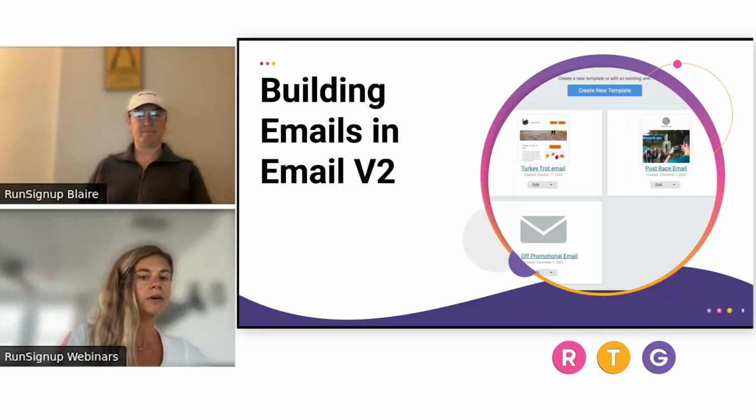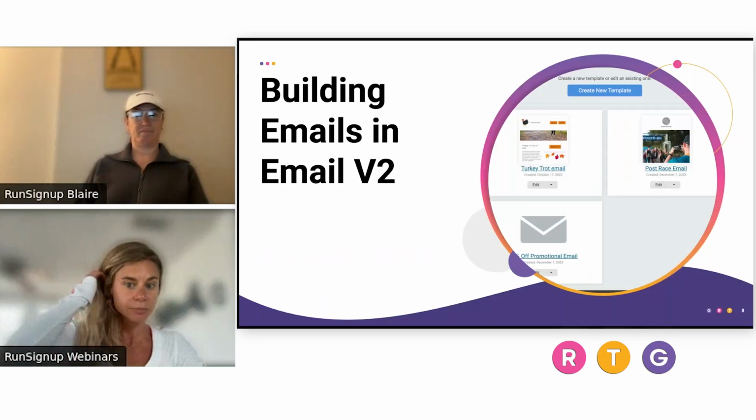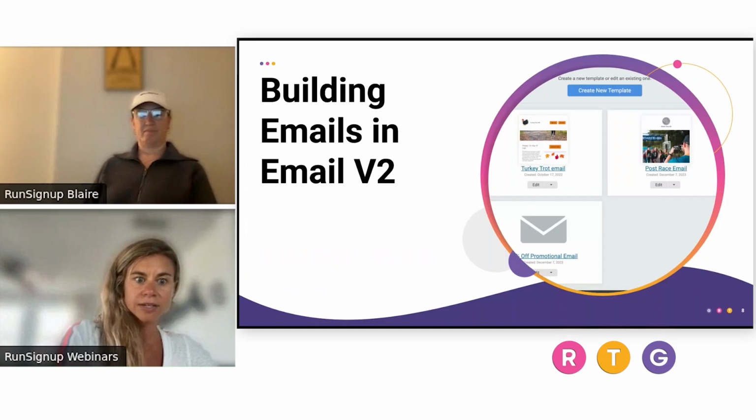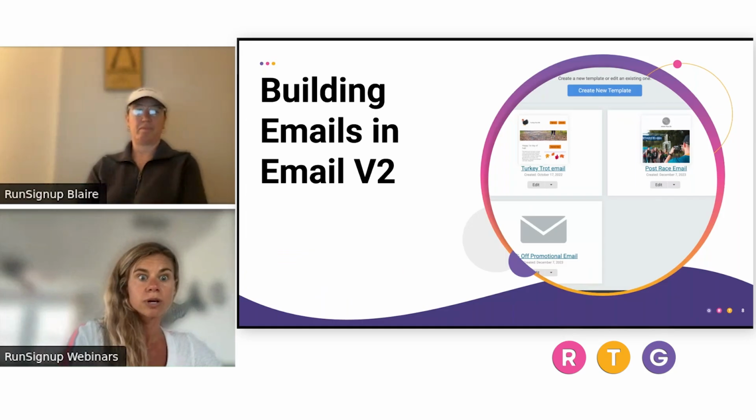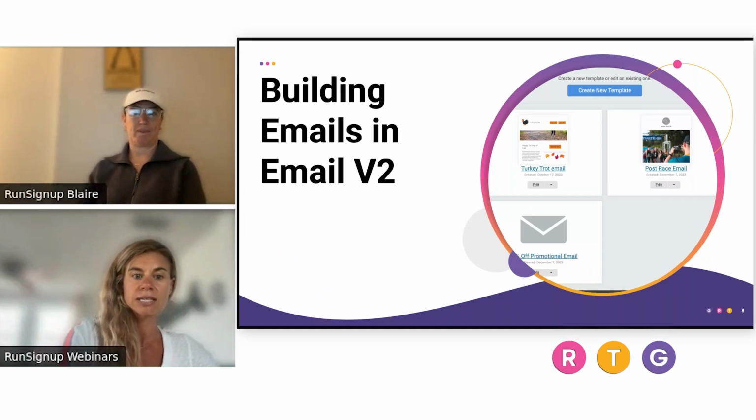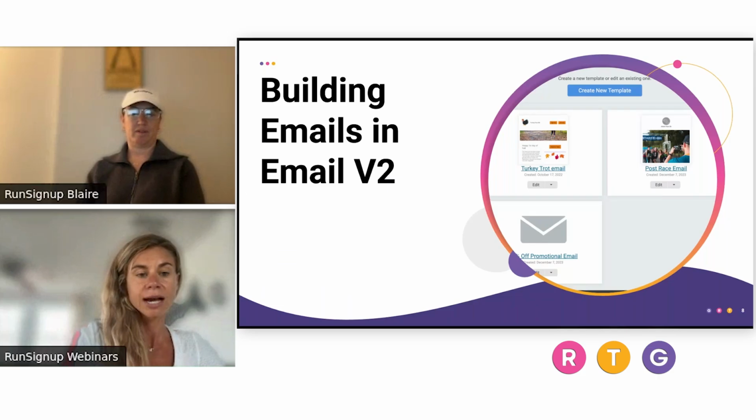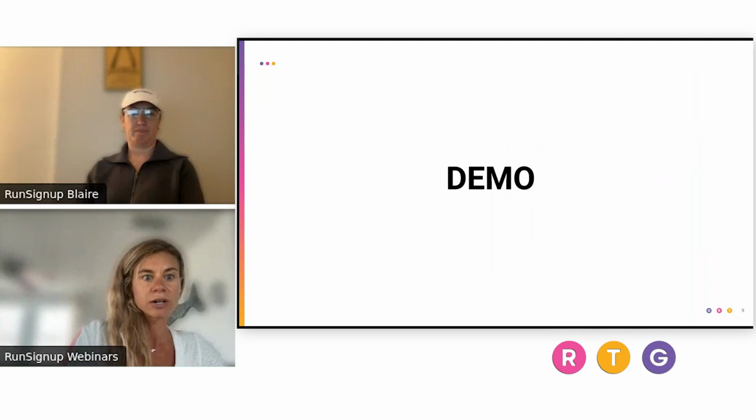So instead of going through step by step with snapshots here, I'd like to just dive into a demo where we're going to walk through exactly what it looks like in the back end for the email V2 and how you can utilize this to benefit your event. So bear with me as I switch to a different screen.